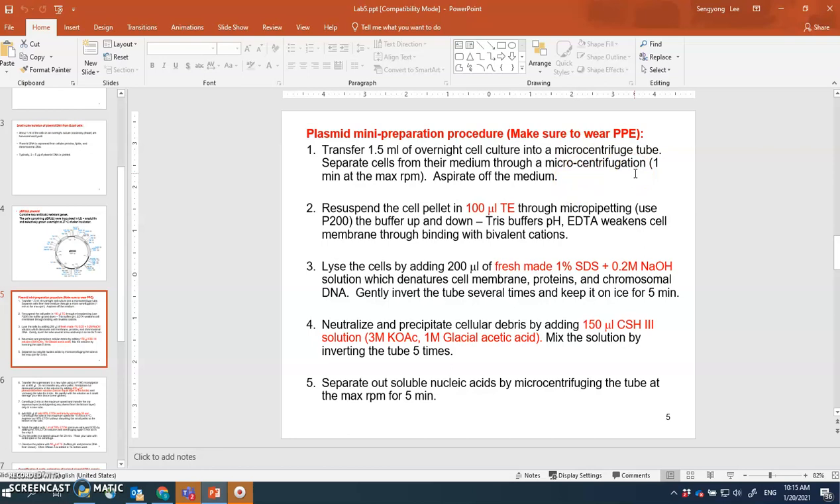So 1 minute is not a long time, but by spinning quickly, you will create centrifugal force that will be applied to the cells that are suspended within your liquid culture. Since cells are heavier than your liquid medium, they will come down as a pellet at the bottom of the tube. That's how you can separate the cells from the liquid medium. So you can collect the cells only from the medium.